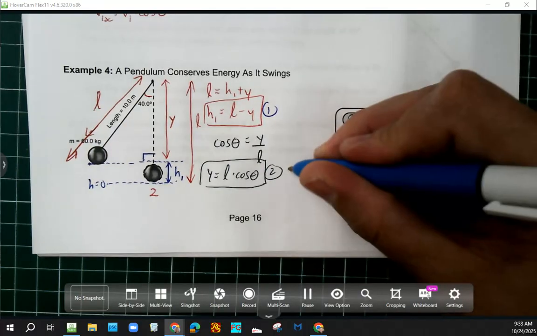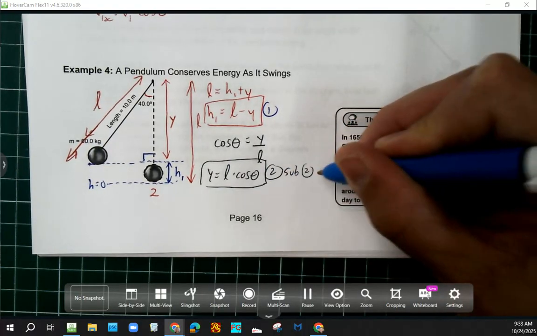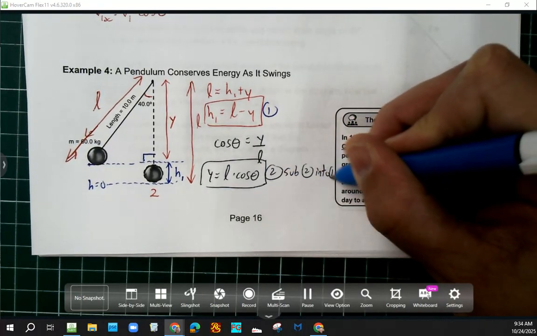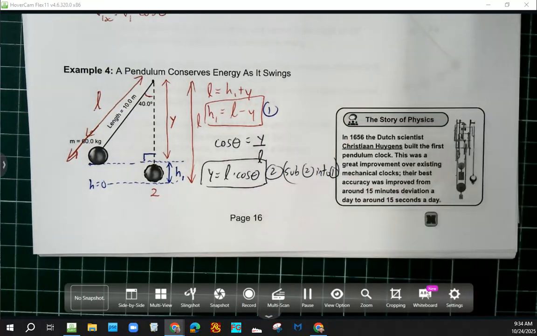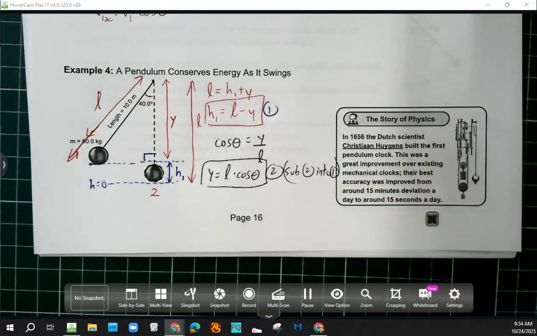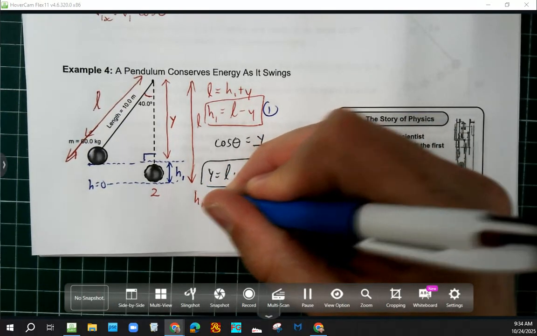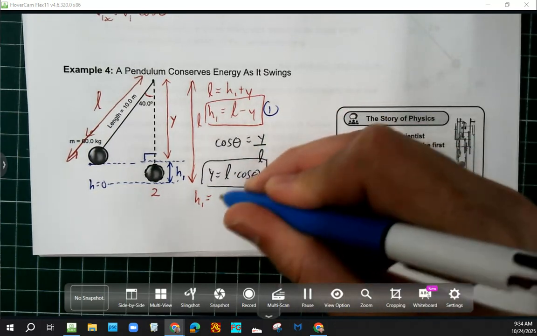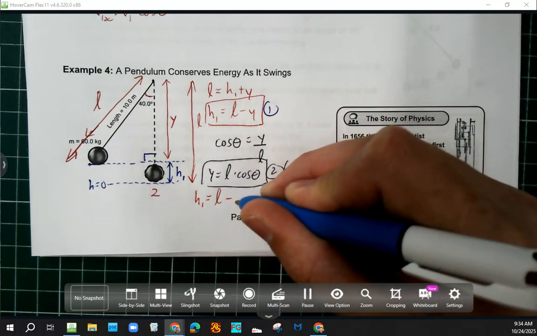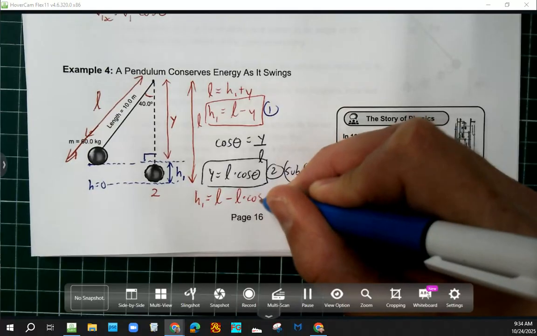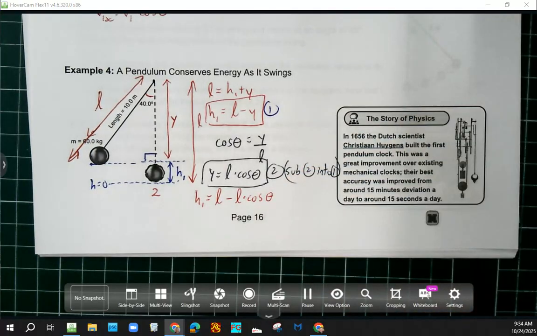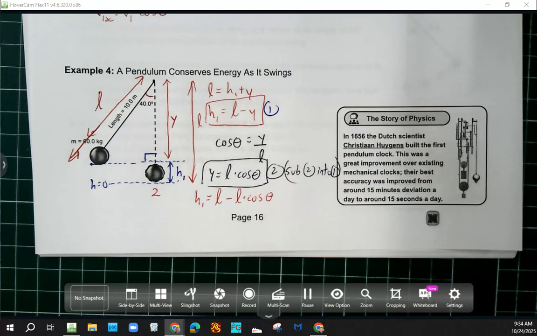And I'd like to sub 2 into 1. If I sub 2 into 1, then that means that the height 1 is equal to L minus L cos theta. That's nice because it finds the height of my initial position in terms of the length of the pendulum and the angle to which it's originally swung out to. That's a nice, cute little way of finding the height.